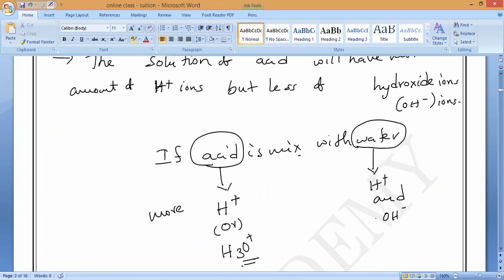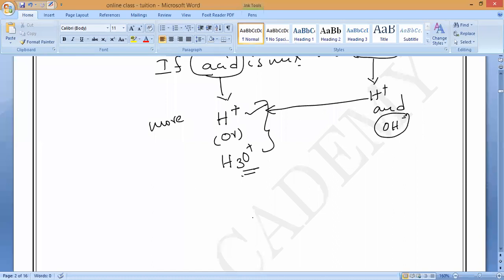That is why you remember, whenever an acid is mixed with the water, not only does it contain H plus ions, it also contains OH minus ions. But whose concentration is more? H plus ions. The concentration is more and the OH minus ion concentration is less. That is what you have to remember, all of you.